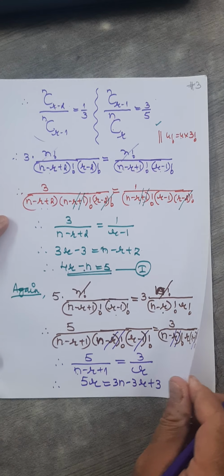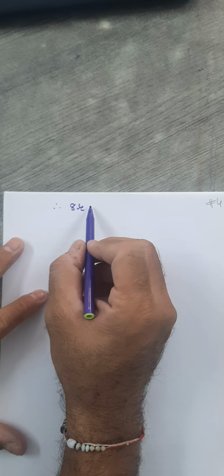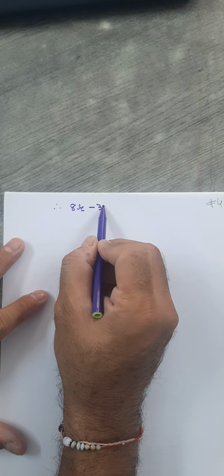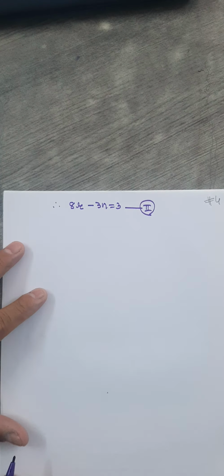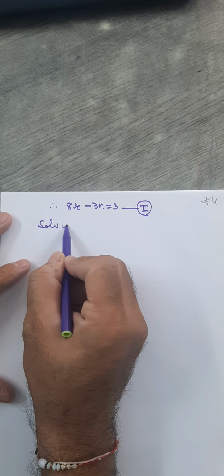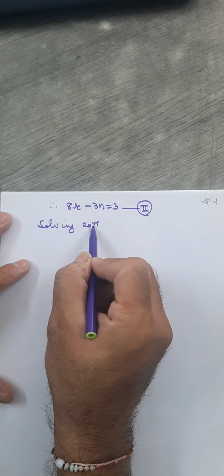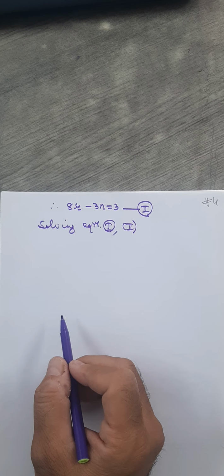Okay, so if I rewrite this, this is 8r minus 3n equals 3. This is equation number 2: 8r minus 3n equals 3. Now what do we do? We solve these two equations. Which two equations? Equations 1 and 2. So let me write, solving equations 1 and 2. I know this is a little bit lengthy but not difficult to remember.